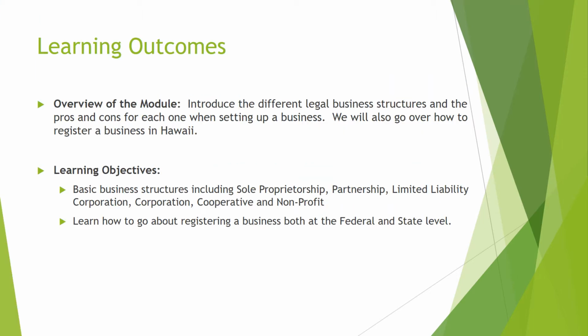So as always, talking about our learning outcomes. We're going to introduce the different legal business structures and the pros and cons for each one when setting up a business. Also go over how to register a business in Hawaii. For learning objectives, we're going to learn the basic business structures including sole proprietorship, partnership, limited liability corporation, cooperative, and nonprofit. And you're also going to learn how to go about registering a business both at the federal and state level.